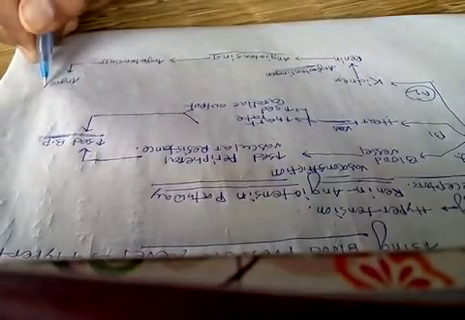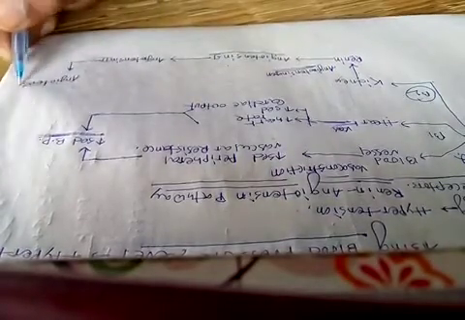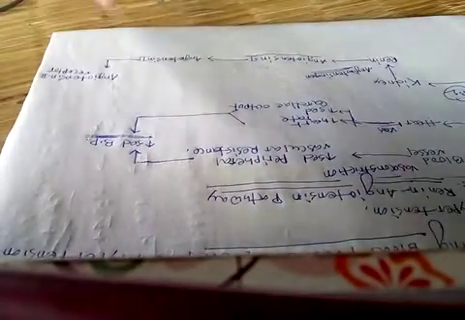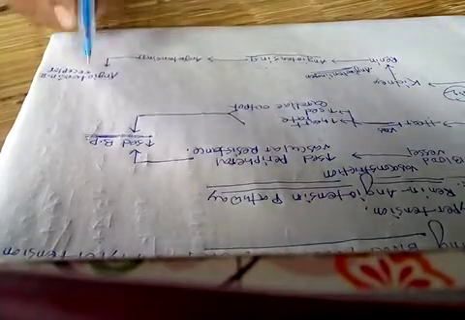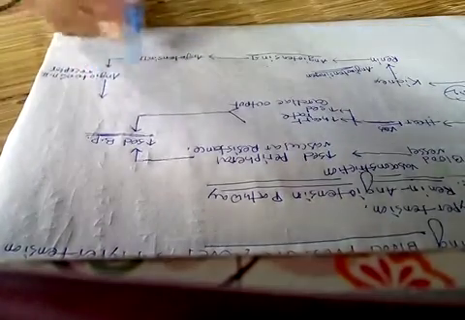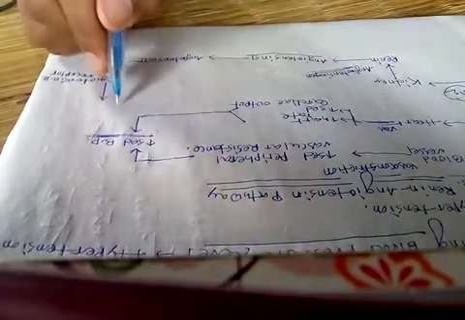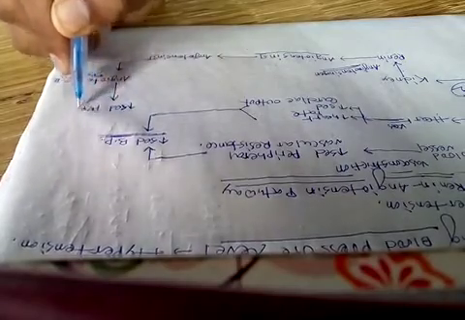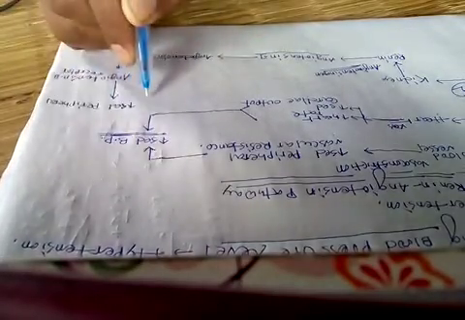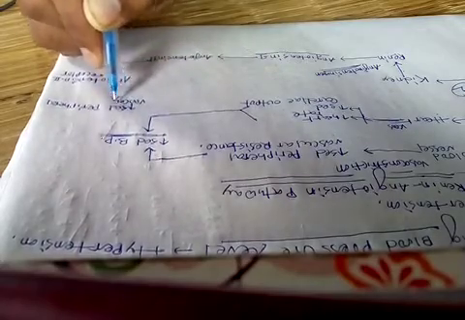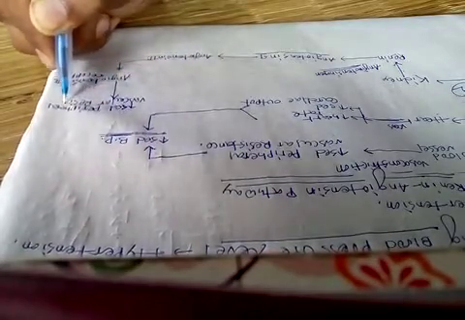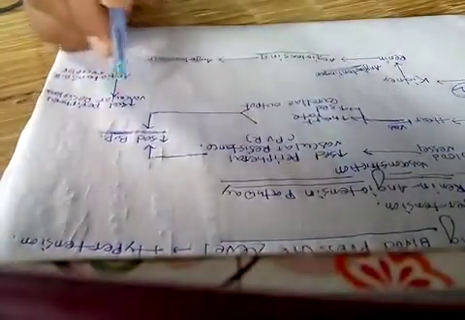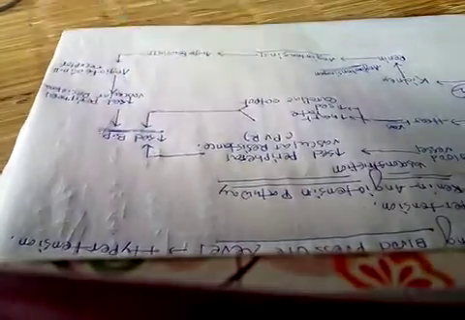Okay, angiotensin 2 receptor. After releasing the angiotensin 2 receptor, it is helping with the increase of the peripheral vascular resistance, PVR. Okay, so thereby you can see the increase of the blood pressure.